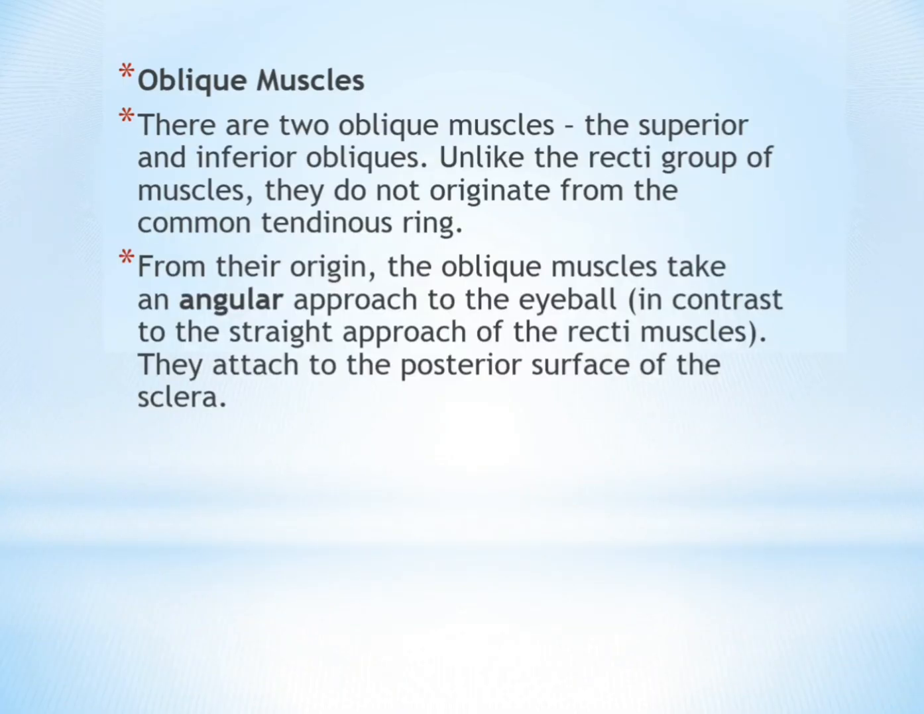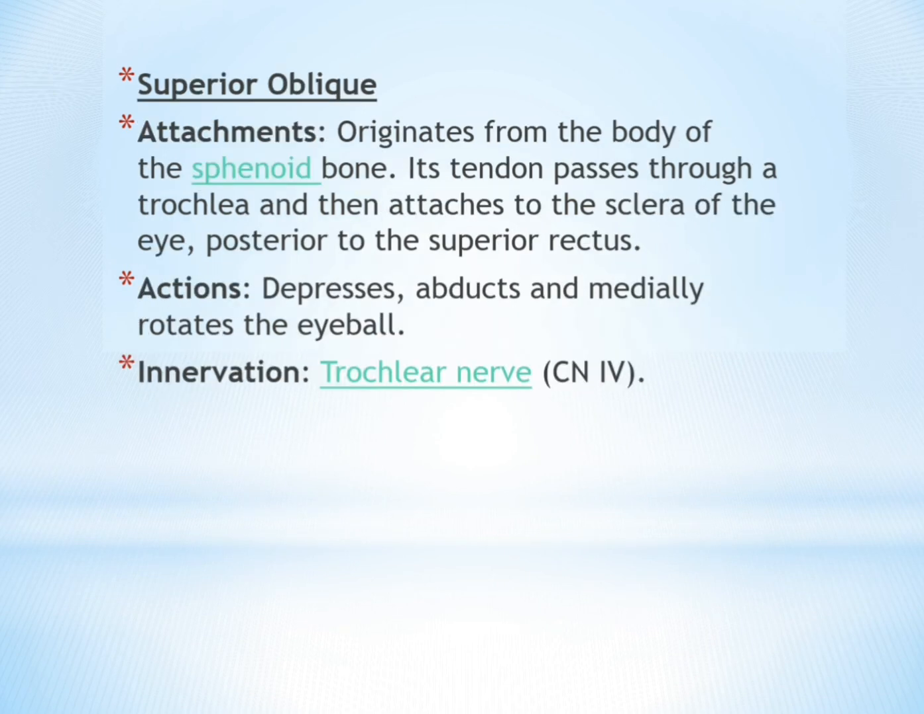Oblique muscles. There are 2 oblique muscles, the superior and inferior obliques. Unlike the recti group of muscles, they do not originate from the common tendinous ring. From their origin, the oblique muscles take an angular approach to the eyeball, in contrast to the straight approach of the recti muscles. They attach to the posterior surface of the sclera.